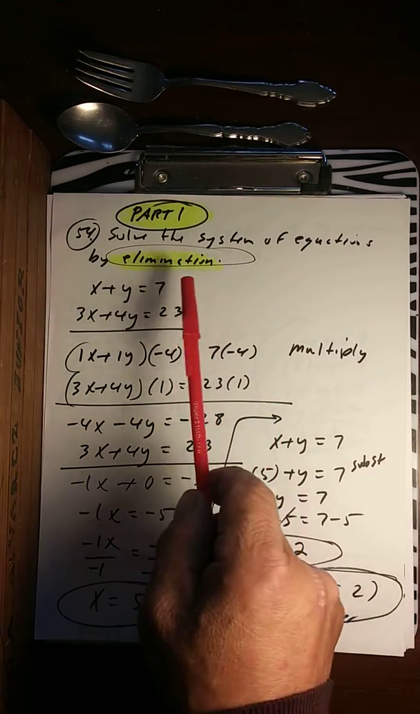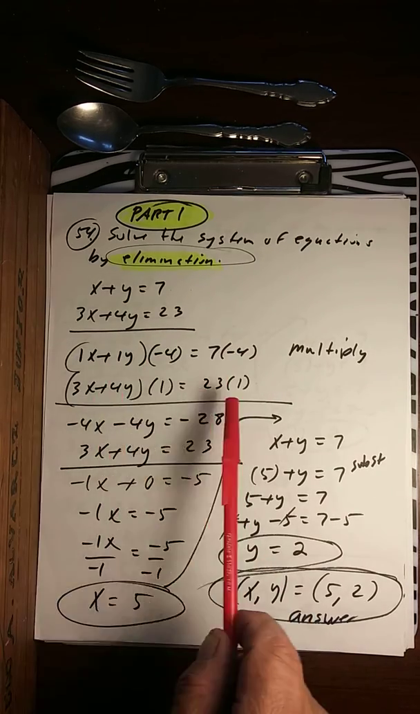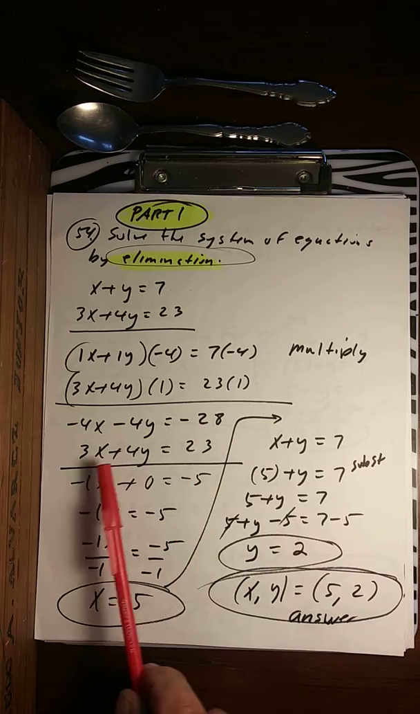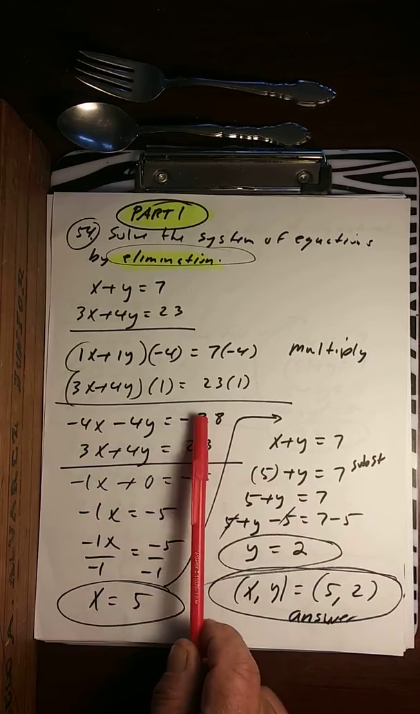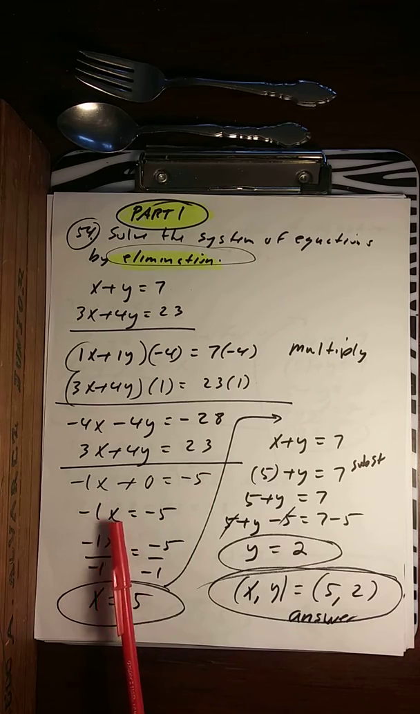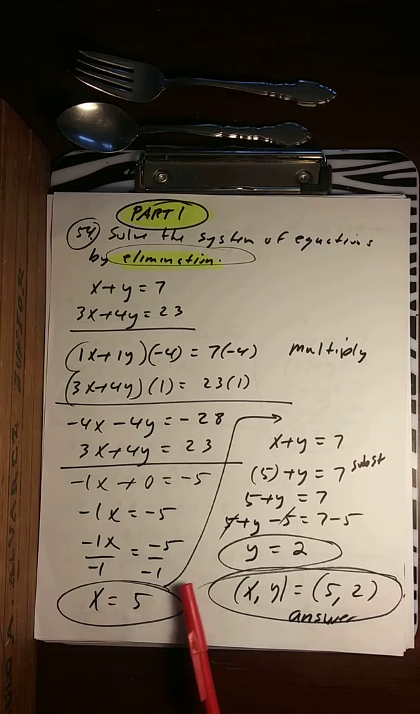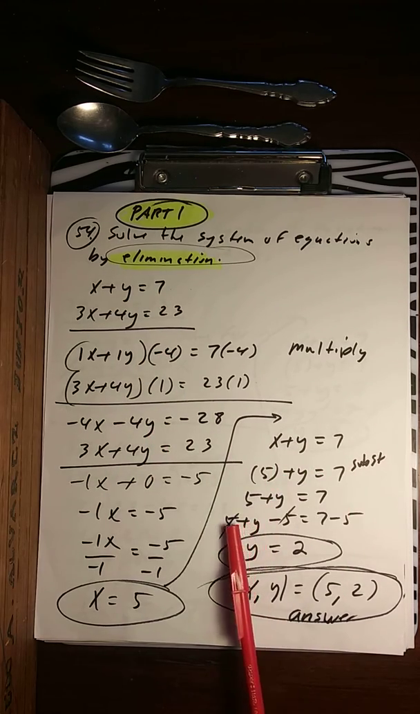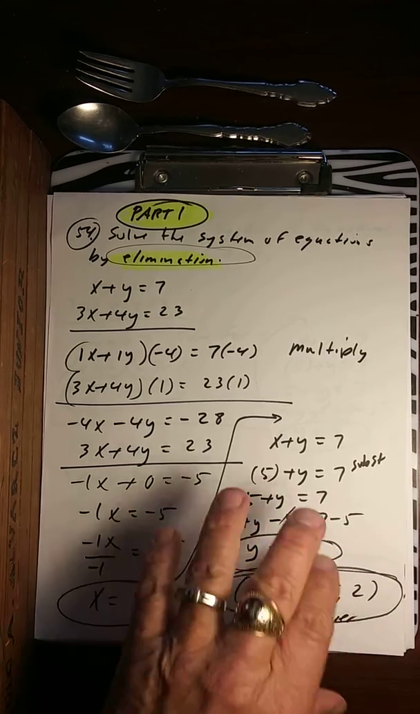Solve system of equations by elimination. Need to get rid of the letter y. So multiply this one, everything by negative 4, everything by 1. The new one is going to be negative 4x, negative 4y equals negative 28, 3x, 4y. Now add them straight down. This is going to be negative 1x, 0. That's going to be negative 5. So negative 1x equals negative 5. Divide by negative 1. So x is what? 5. Put it back in the other one. Substitute it. 5 plus y is this. So minus 5. So y equals what? 2. So x, y is 5 and 2.